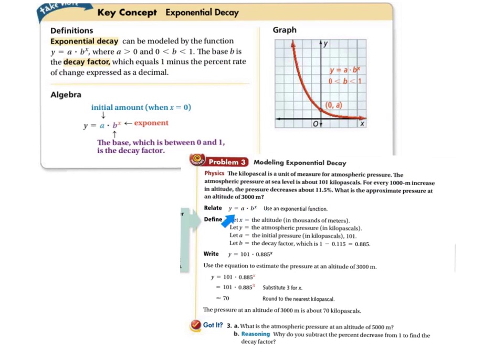Okay. So again, exponential decay function. X is the altitude. Y is the atmospheric pressure in kilopascals. Fun word, right? A is the initial pressure, and B is the decay factor. Again, 1 minus this 11.5% goes right here as 0.885. That's where that comes from. This is on my quiz and test, by the way, people. You've got to know these parts. So Y equals 101 times 0.885 raised to the X. And again, we want to find out after 3,000 meters of going up, it's going to be about 70 kilopascals. I'm just going to round there. And we'll work on this bond at the bottom in a little bit.